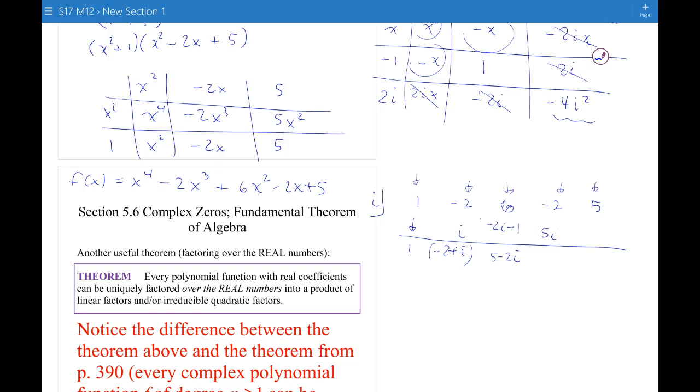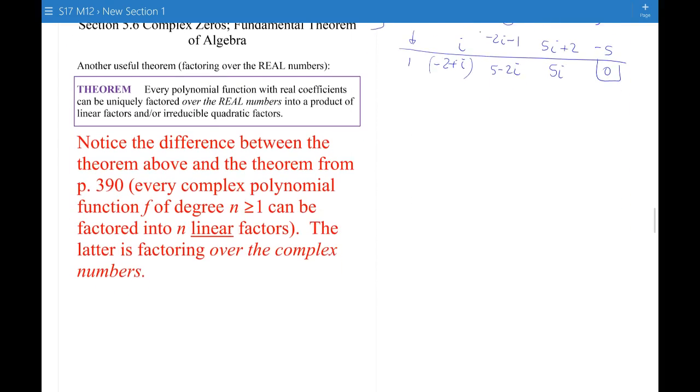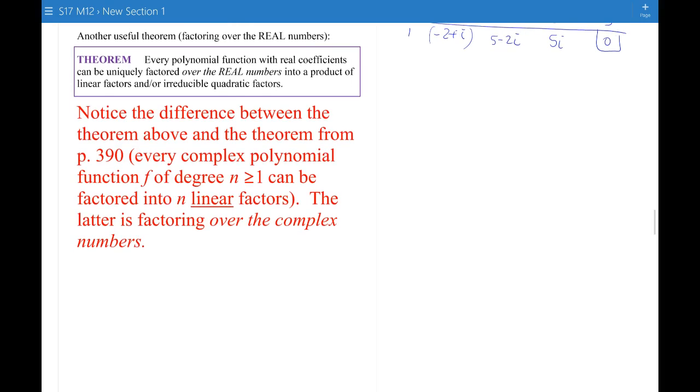Multiply by i, you're going to get 5i minus 2 times i squared. So that's going to be plus 2. Add, and you get 5i times i, which is negative 5, and add, and you get 0. So you can do a quick check and make sure that i really is a 0 of this polynomial that we just created. So here's another useful theorem, and this is about factoring over the real numbers.